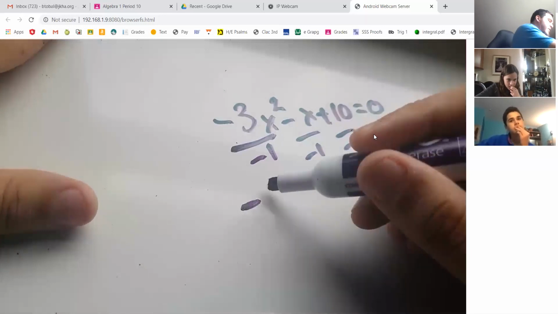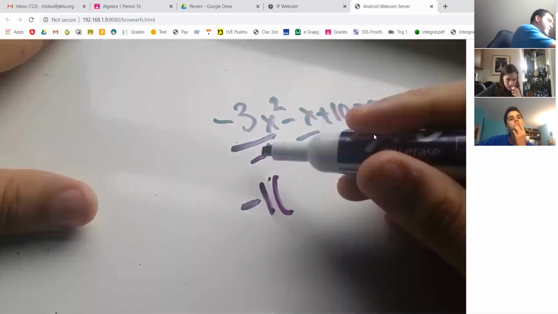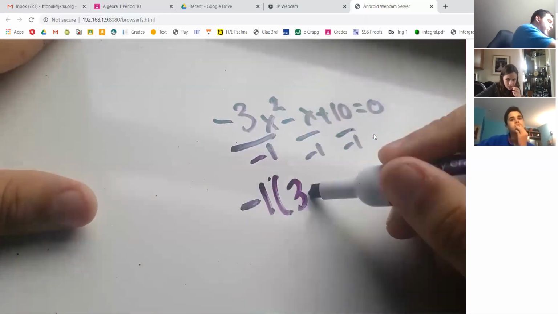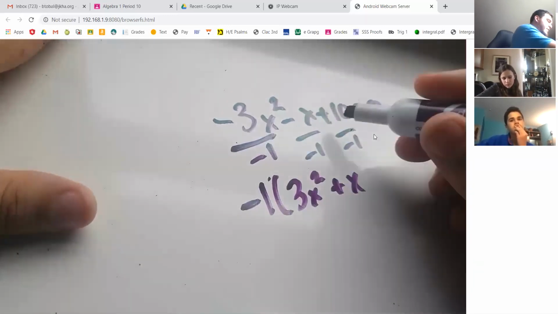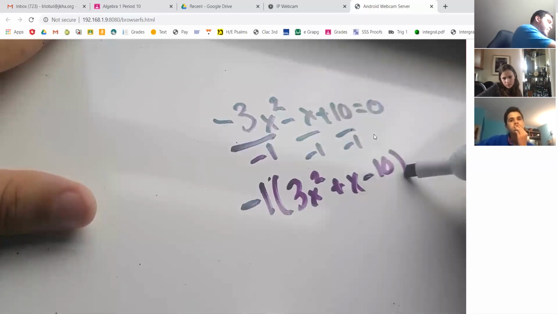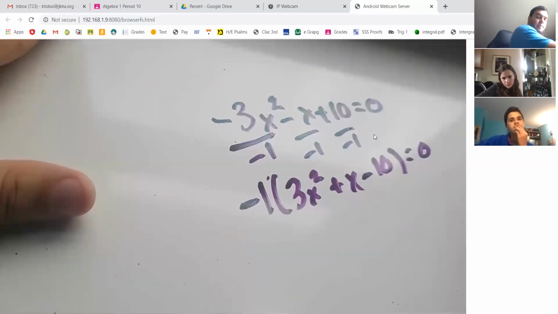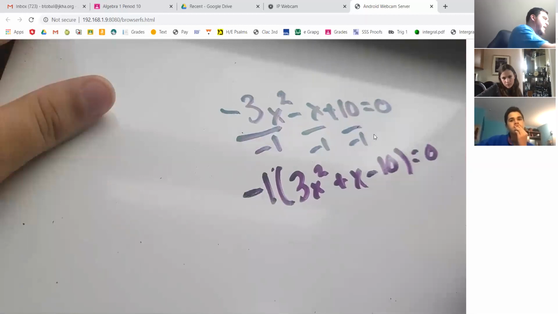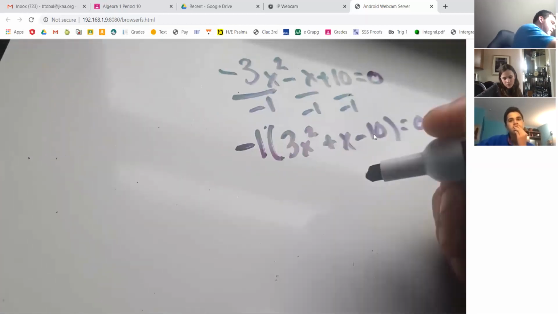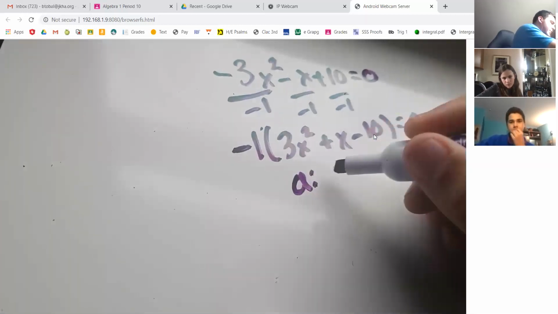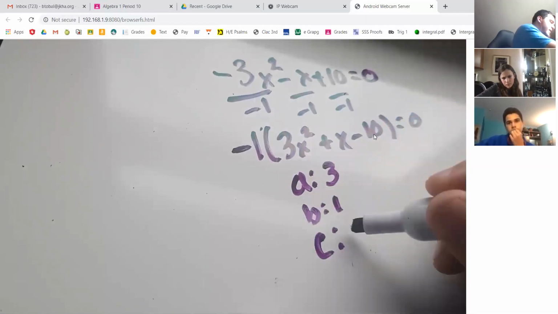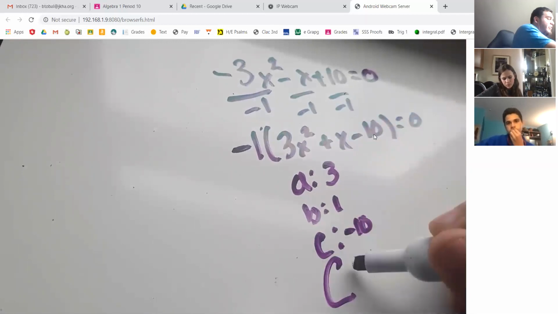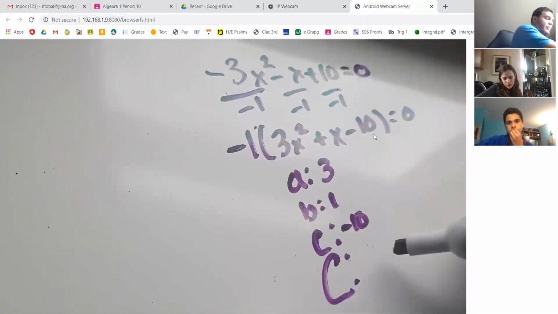So I'm going to take out the -1. And then what's left over is 3x squared plus, because this becomes positive x, minus, because that becomes -10, equals 0. So now I'm going to do my ABCs. A is 3, B is 1, C is -10. Goldman, what's my capital C going to become? 30. Good, but -30, okay?